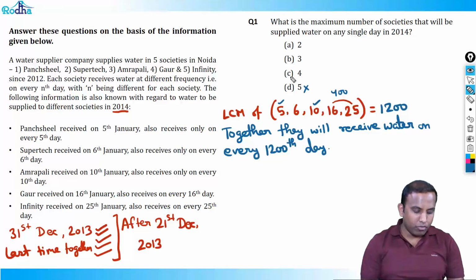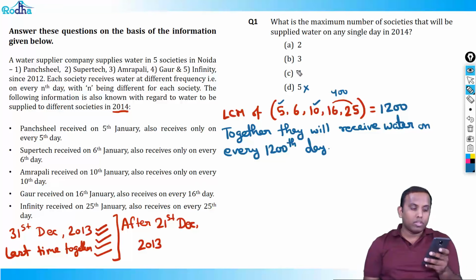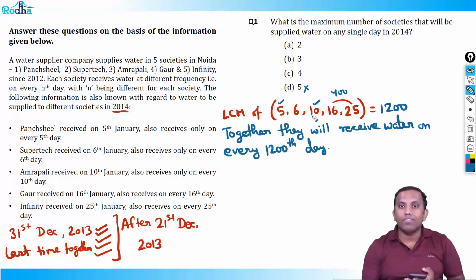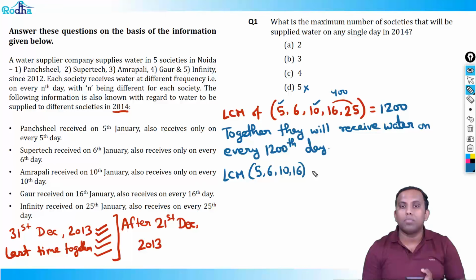So let's check for 4 such possibilities here. Which are those 4 possibilities? You can see that the LCM of 5, 6, 10 and 16 is how much? Understand very carefully. Simply calculated, the LCM of 16 and 10 is 80, and with 3 it is 240. So this LCM is 240, right?